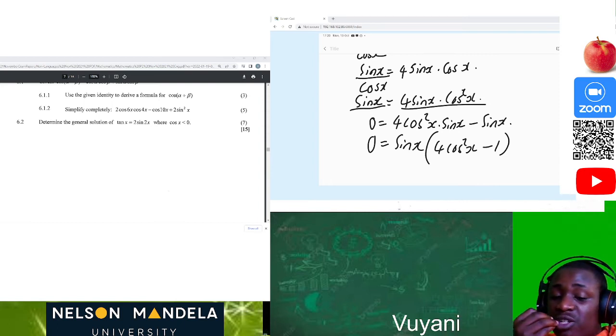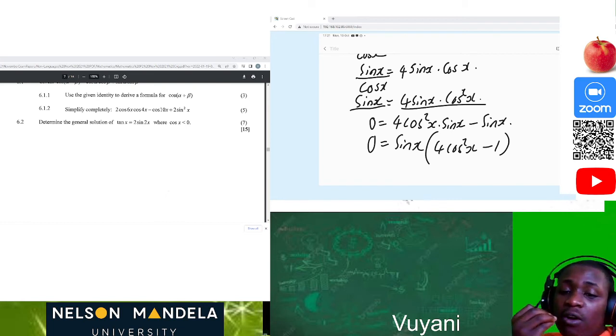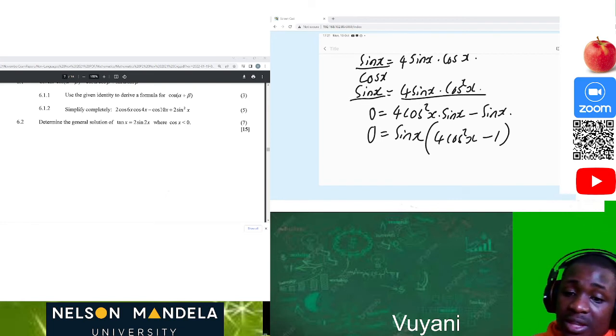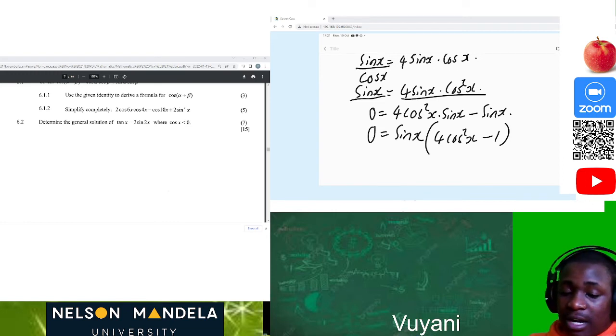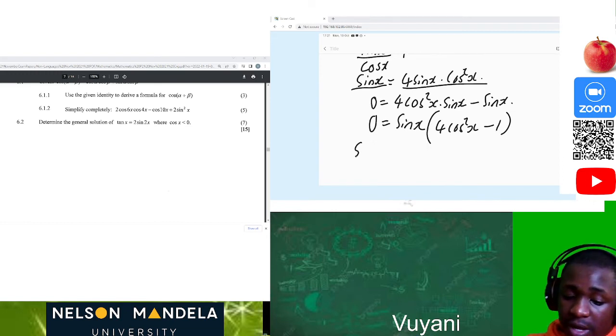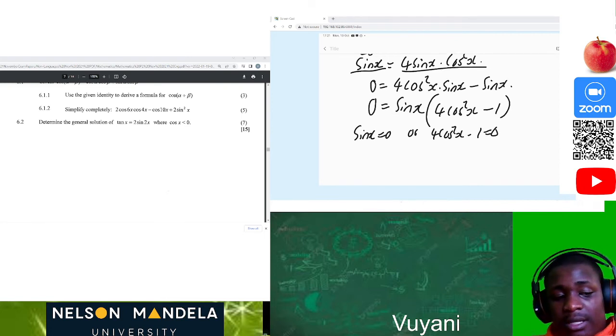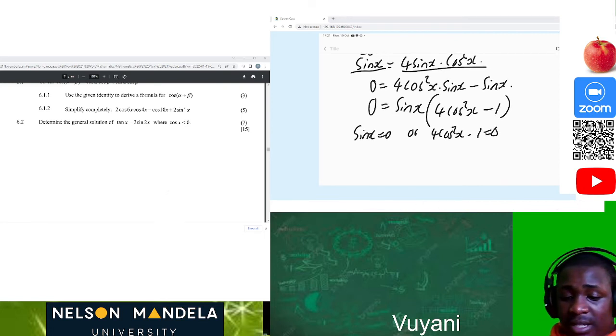So why did we do this? We didn't cancel sine because we want to know the value or the angle of sine of x, so that we can solve properly and enjoy it together. Now we know that sine of x is equal to 0, or 4 cos square of x minus 1 is equal to 0. From that, everything is now ready to go.